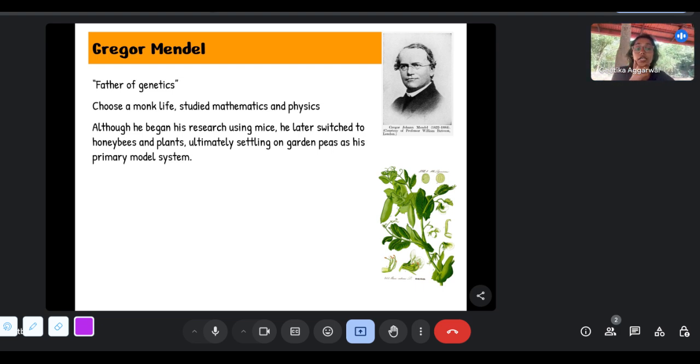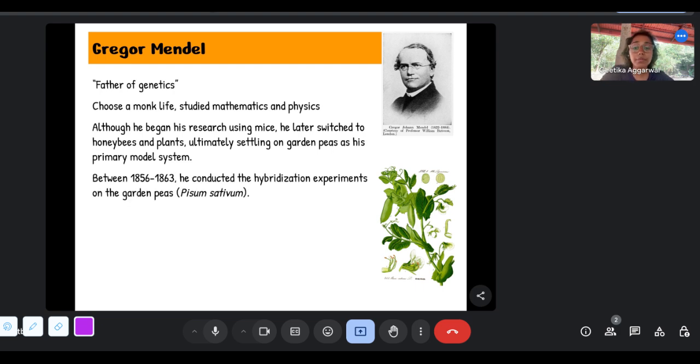He had a backyard garden in which he had these pea plants, and he started studying them for his experiments. It was between 1856 and 1863, in these 7 years, that he conducted these hybridization experiments on the garden peas, whose scientific name is Pisum sativum, as you can see in this image.